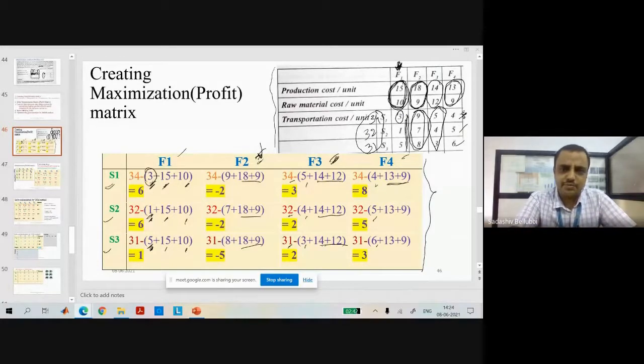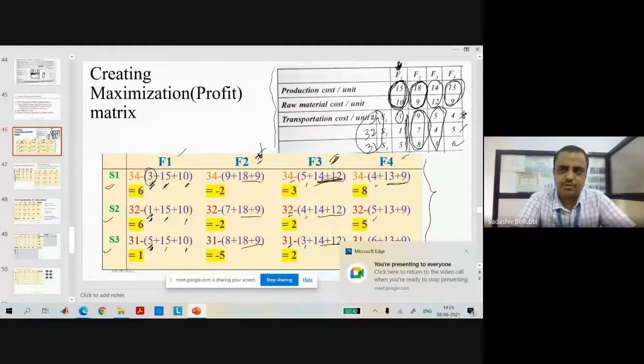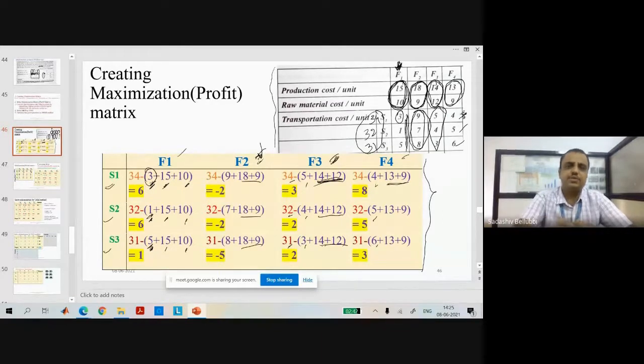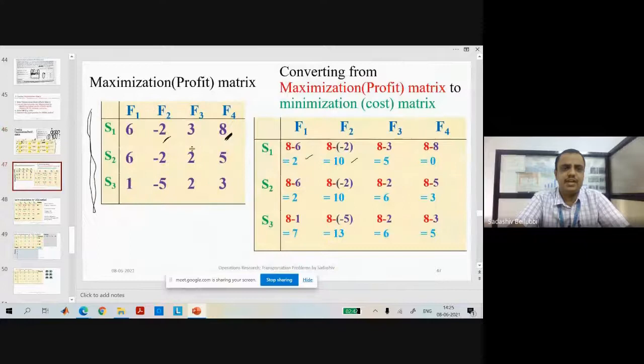Okay, for the F3, so 34 minus of 14 and 12 is here. Likewise, we need to identify the profit for each cell. So profit equals sales price minus all the costs. After that, whatever numbers are highlighted here, 6, minus 2, 3, 8, I have written in the first matrix. This is the maximization matrix.